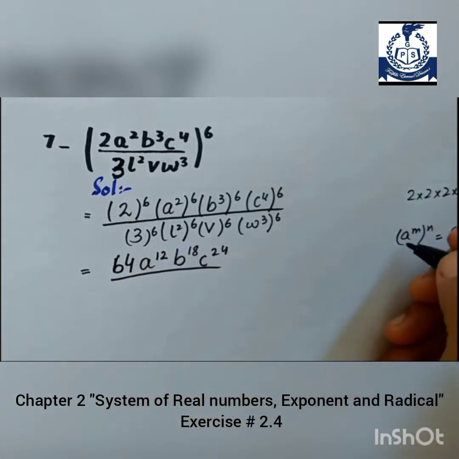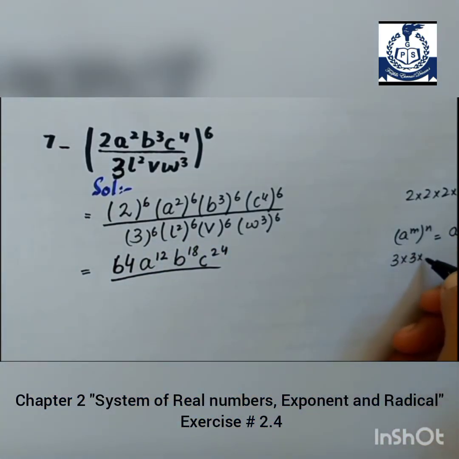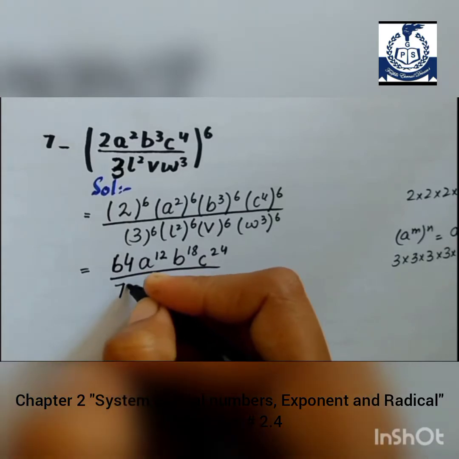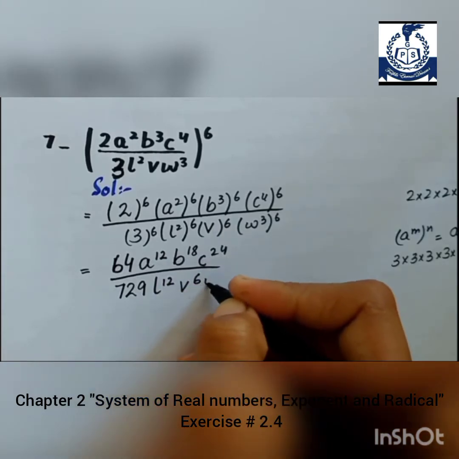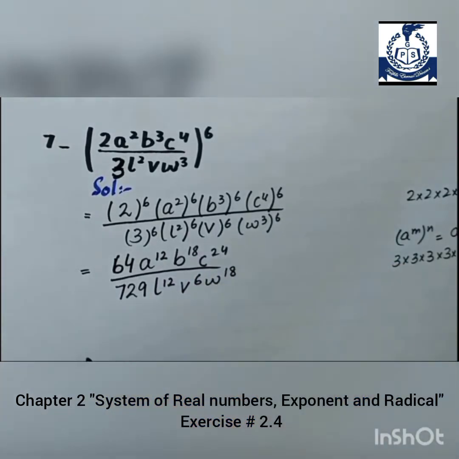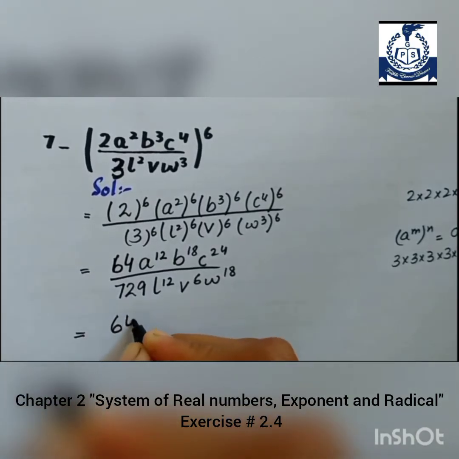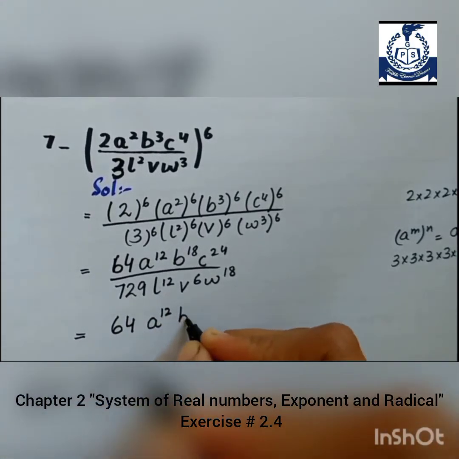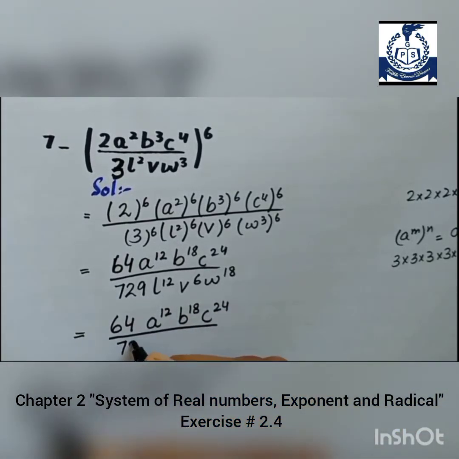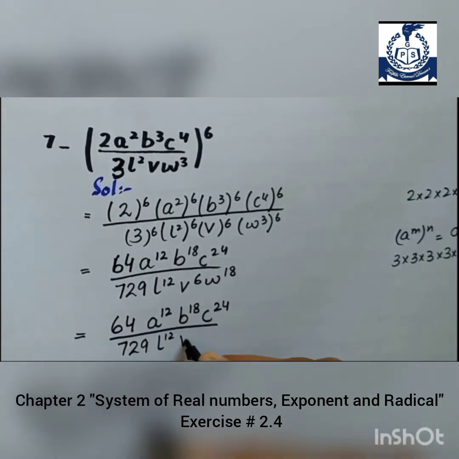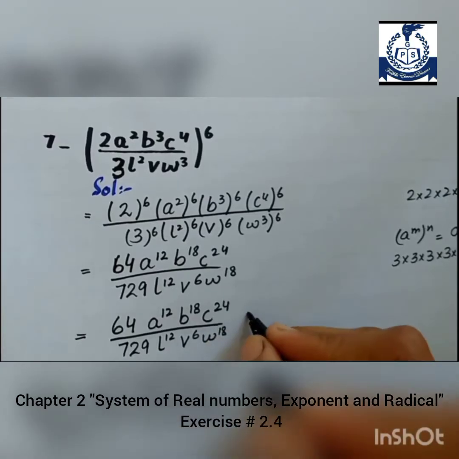3 has power 6, so we multiply 3 6 times. 3 multiplied by 3 multiplied by 3 multiplied by 3 multiplied by 3 multiplied by 3. Three has power 6 equal to 729. L 2 multiplied by 6, L 12, V 6 and W has power 18. So 64, A 12, B 18, C 24 divided by 729, L has power 12, V has power 6, W has power 18. This is the answer.